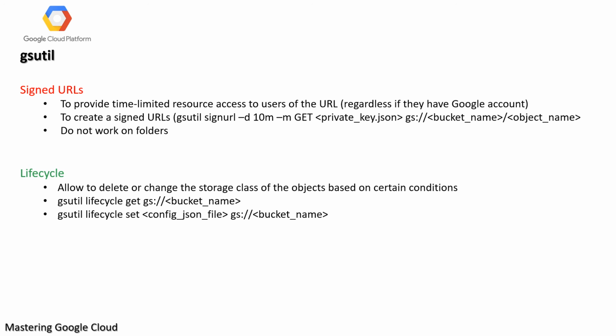The lifecycle command you use to get or set lifecycle management policies for a given bucket. This command is supported only for buckets and not for objects. It allows you to delete or change the storage class of the object based on certain conditions. You use the gsutil lifecycle get and set commands on the bucket.